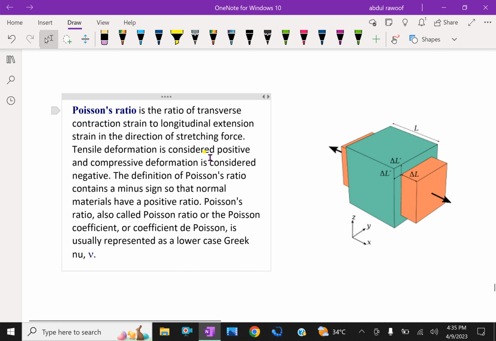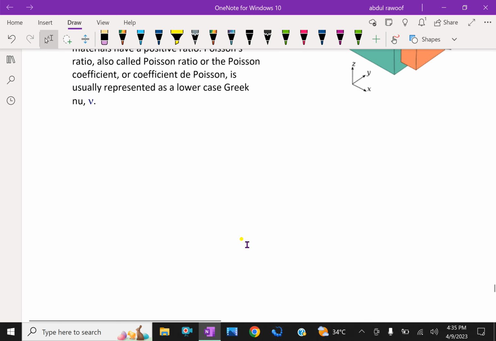Tensile deformation is considered positive and compressive deformation is considered negative. Therefore, suppose it's pulled, one side is compression, one side is tension. The definition of Poisson ratio contains a minus sign so that normal materials have a positive ratio. Poisson's ratio, also called Poisson ratio or the Poisson coefficient or coefficient de Poisson, is usually represented as a lowercase Greek letter nu. Now further discussion of the Poisson ratio here.